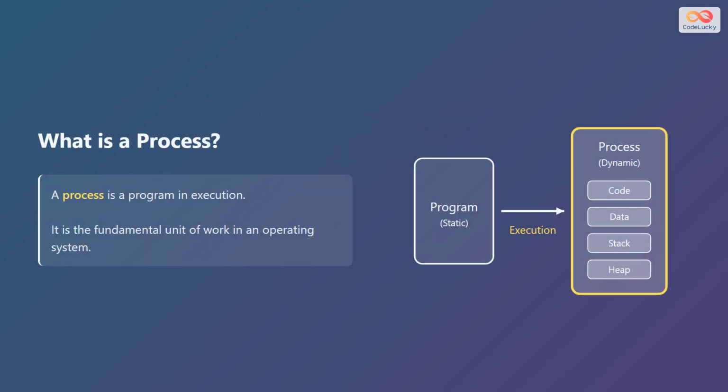So, what exactly is a process? A process is essentially a program that is in execution. It is the fundamental unit of work in an operating system. Think of it as an instance of a program that's currently running on your computer. When you double-click an icon to open an application, you're starting a process.